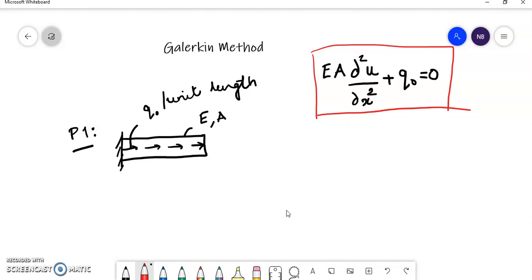or a concentrated load or any combined load. So this equation can be used if you have Q naught or P or a combination of Q naught and P. Let us start solving our first problem.